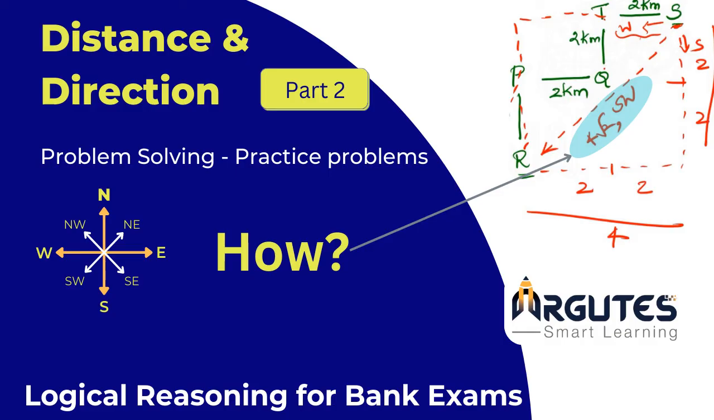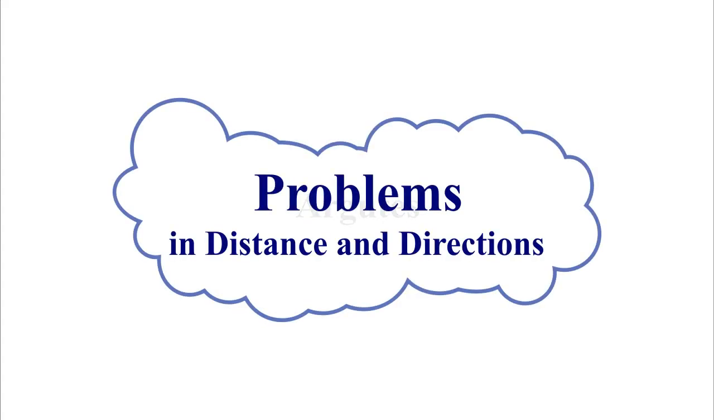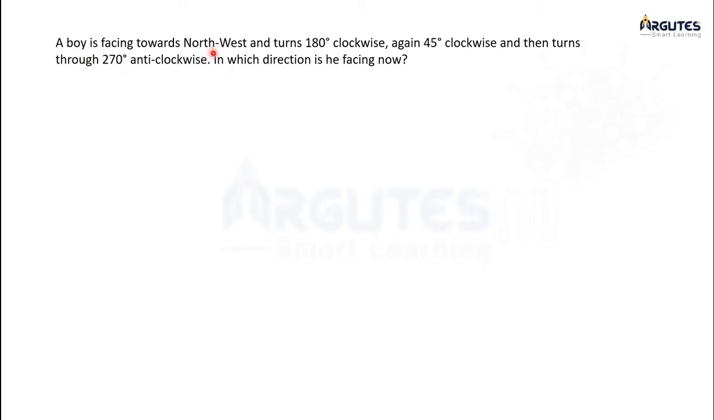We have already discussed the concepts of distance and direction in the previous session. Now we are going to have some practice problems where we will have different types of questions which are asked in the topic distance and directions. So now, a boy is facing towards northwest and turns 180 degrees clockwise, again 45 degrees clockwise, and then turns through 270 degrees anti-clockwise. In which direction is he facing now?